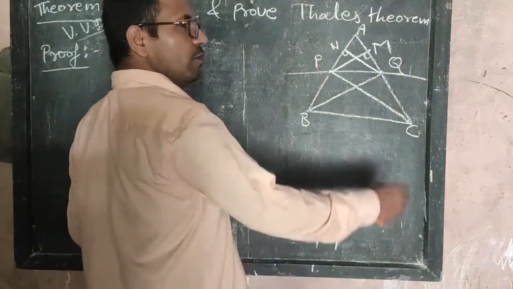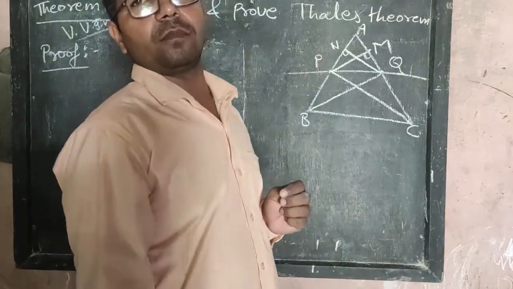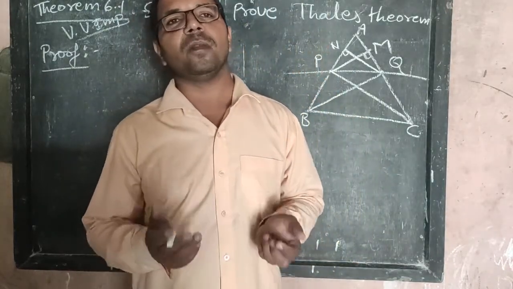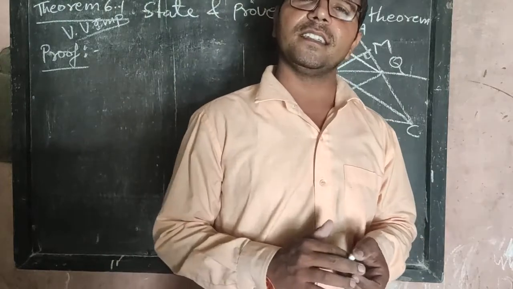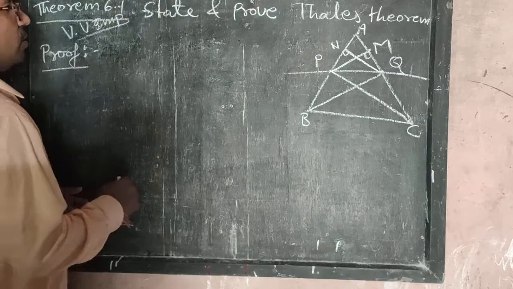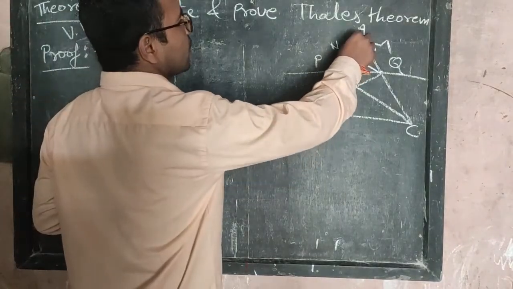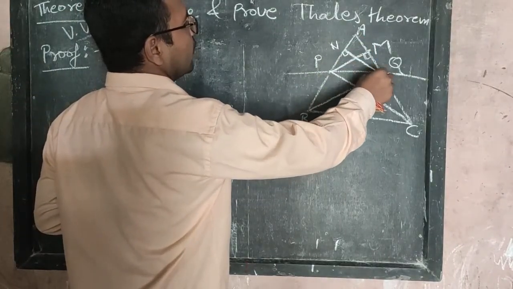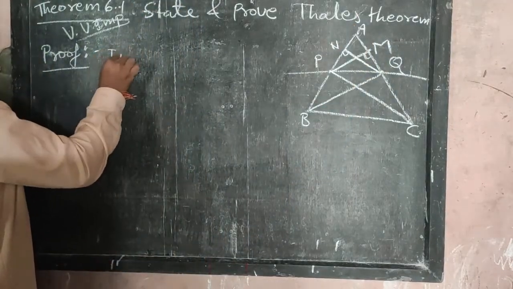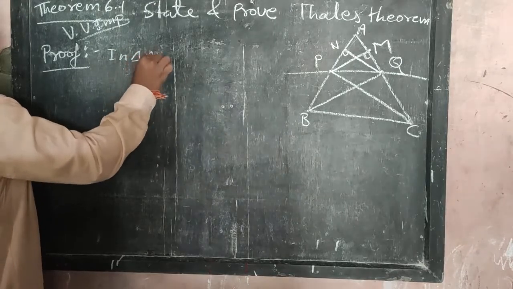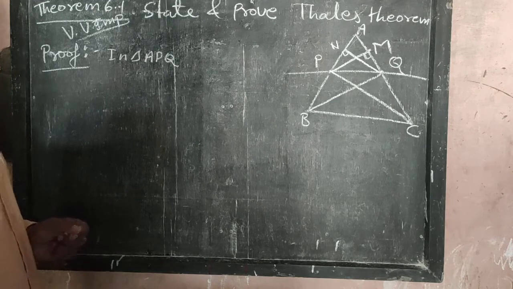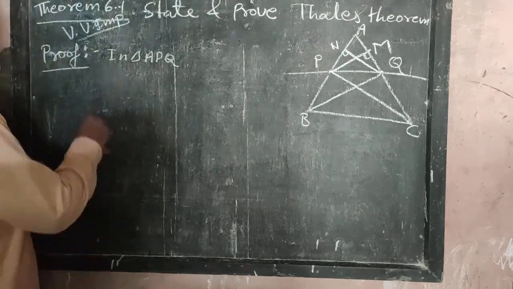We know the area of triangle formula: area of triangle is 1 upon 2 base into height. You have to remember this formula that we learned in class 9. So we use the area of triangle formula here. First we will take triangle APQ, and in triangle APQ we will find the area.